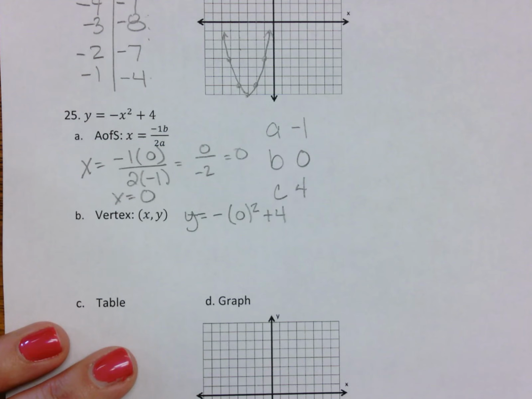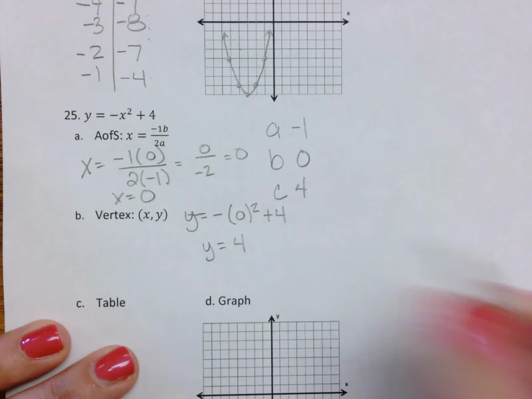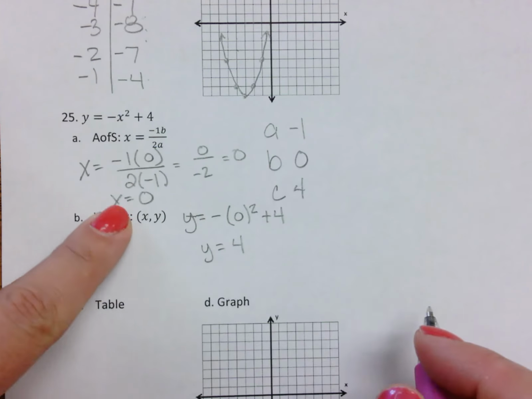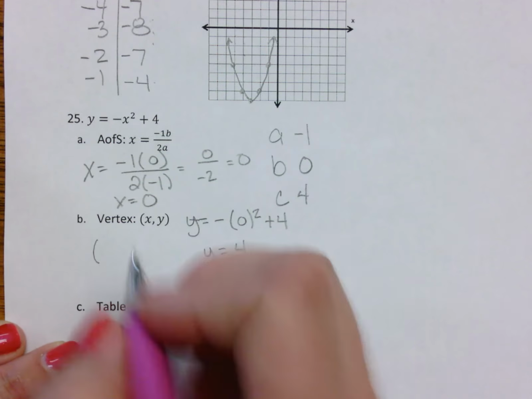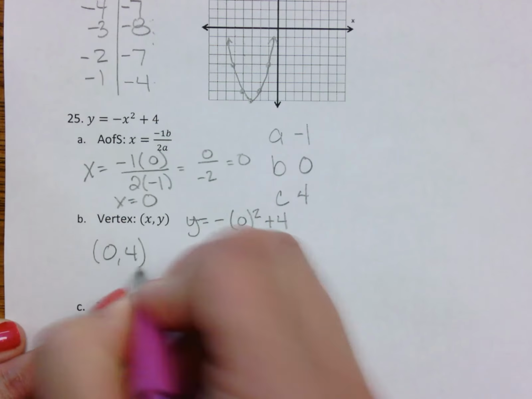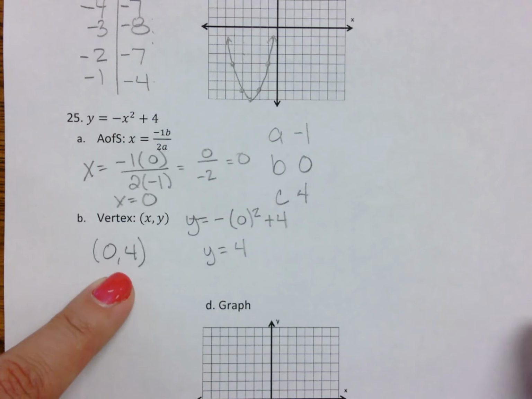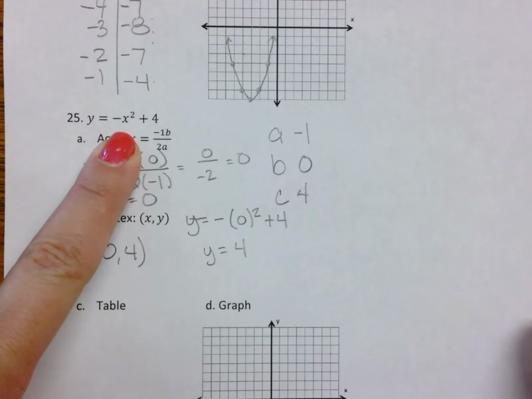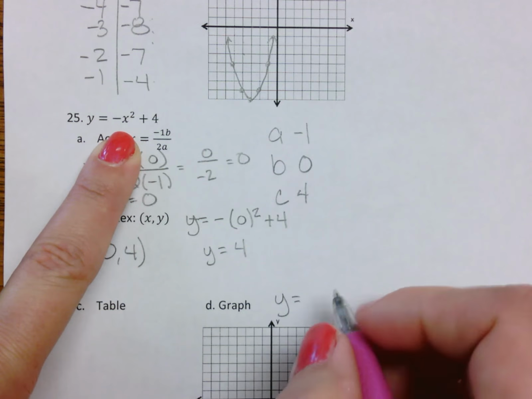Well, 0 squared is just 0. There's no such thing as a negative 0. And 0 plus 4 means that y equals 4. So my vertex is this x and this y written as a coordinate pair. So 0, positive 4. And we're going to take that vertex and our original function and make a table in our calculator. So I'm going to write the problem down again.